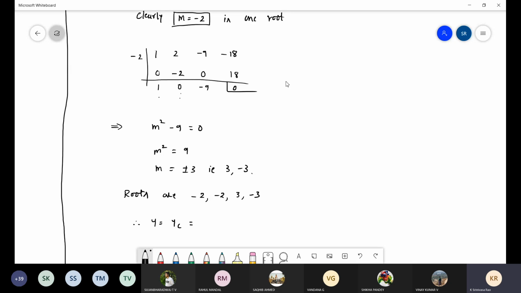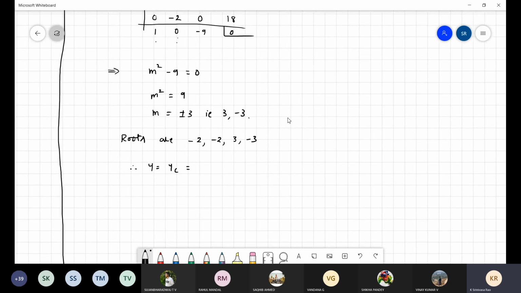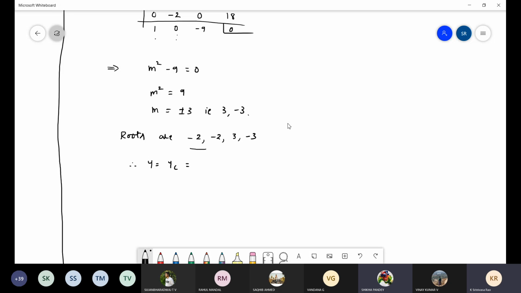It is a combination of case 1 and case 2. You have to write any one. First, these two are repeated roots. So C1 plus C2x multiplied by e power minus 2x. This is for the first and second roots. And now these are distinct roots, case 1 actually. Plus C3 e power 3x, plus C4 e power minus 3x. So this is the way of writing YC.